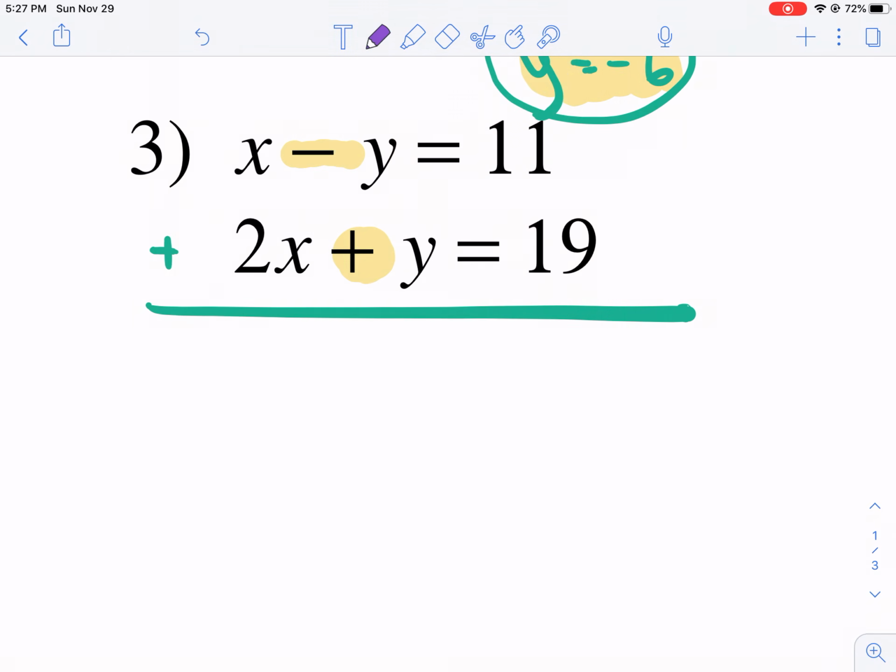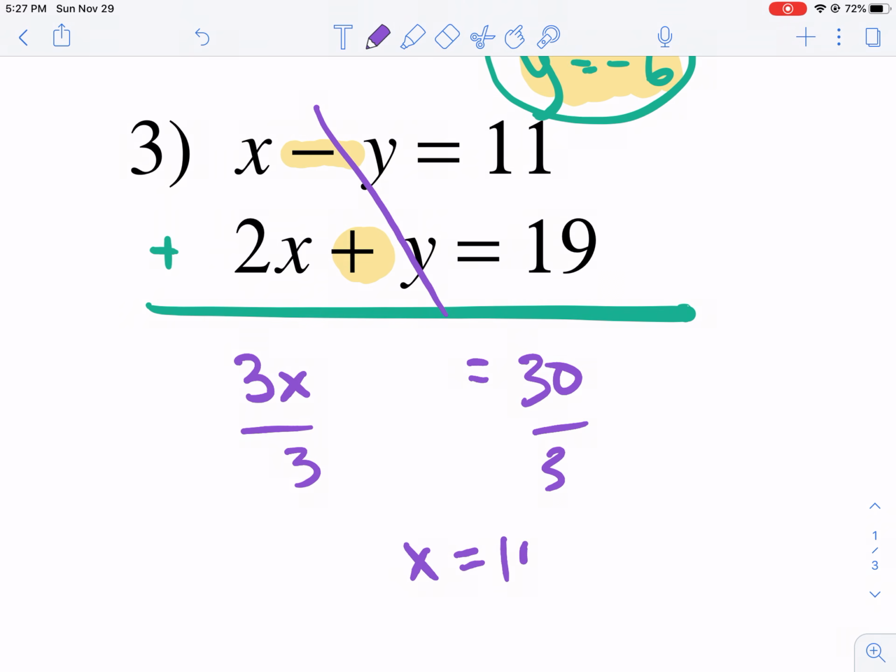I'll do it in purple. So we have x plus 2x gives me 3x. We have -y plus y. That cancels. That eliminates. We don't have anything there. We could write +0y or +0, but that doesn't do us any good because it's nothing. Okay? So then we have 11 plus 19, and that's 30. So now we divide both sides by 3 to get the x alone, and we get x equals 10.